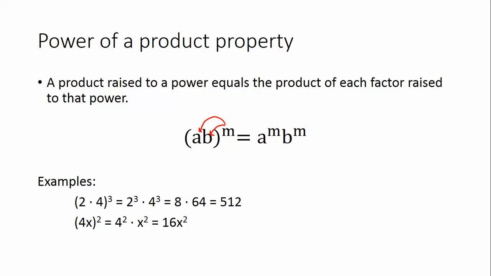So in the example, we have 2 times 4 to the 3rd power. That means that 2 gets the 3rd power and the 4 gets the 3rd power. 2 to the 3rd is 8, 4 to the 3rd is 64, 8 times 64 is 512. In the second example here, we have a variable, so this 4 is being squared and the x is being squared. Remember, this is 4 times x, that's a product, so the 4 gets squared and the x gets squared. So 4 squared is 16, x squared is x squared, so we get 16x squared.